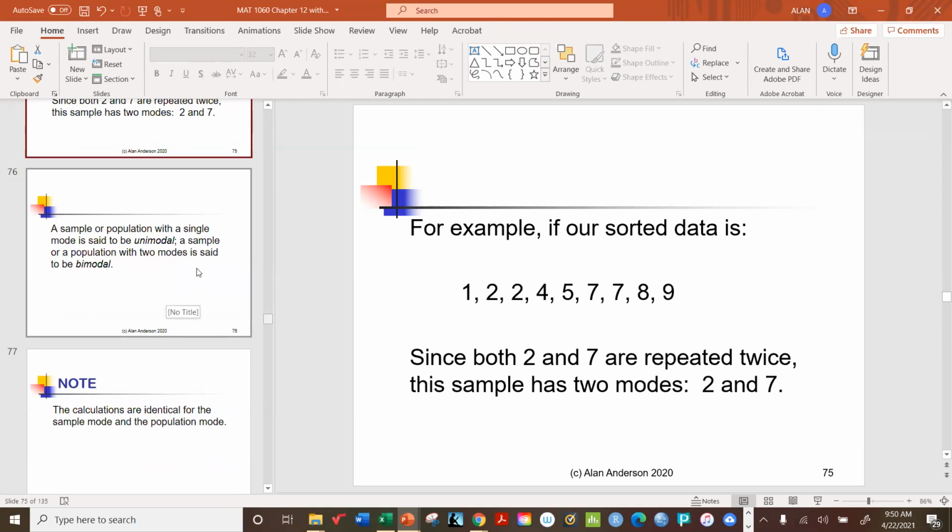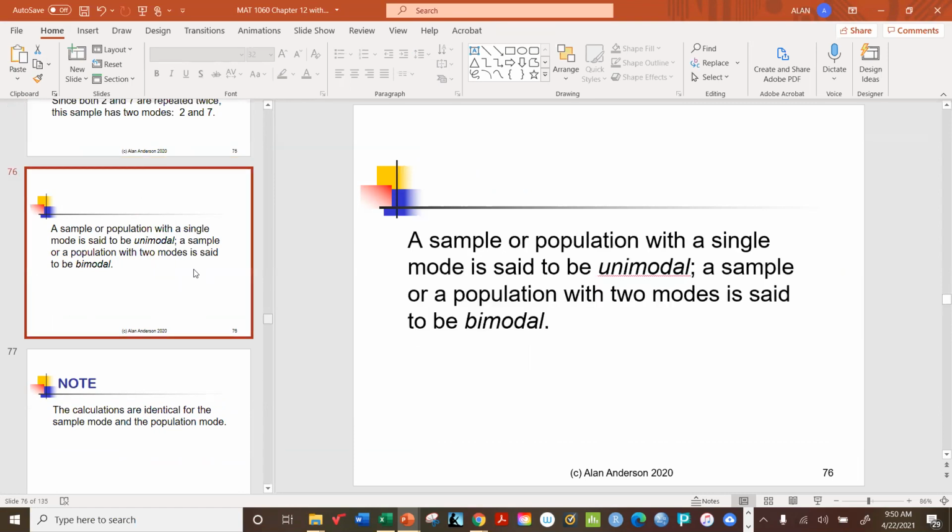And you may have heard these words before. A sample or population that has a single mode is said to be unimodal, because as you know, uni, U-N-I, means one. A sample or a population with two modes is said to be bimodal, because bi is two. And of course, the others have names too, like trimodal and all the rest.